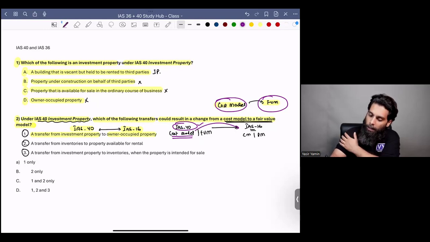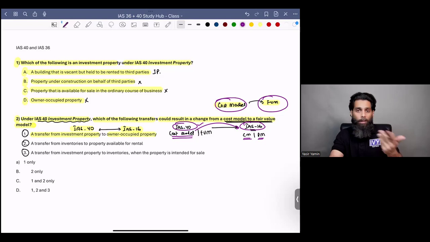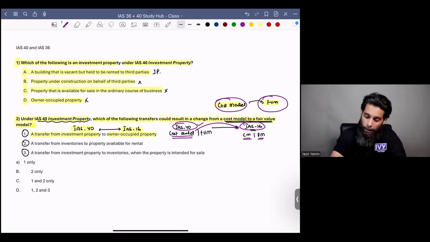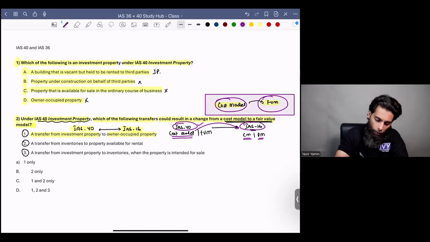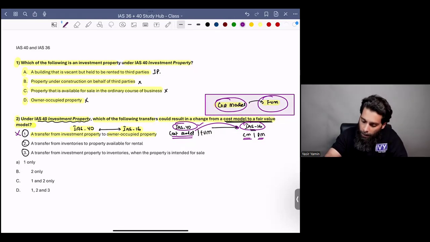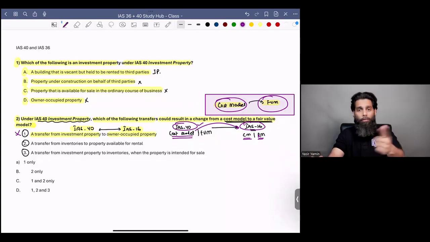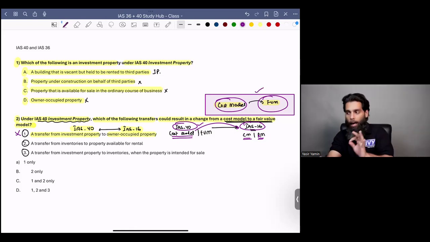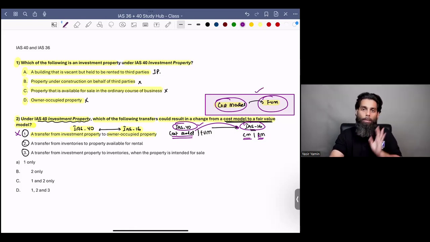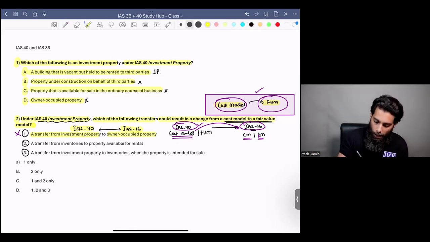But in this particular case, we are shifting to IAS 16, and under IAS 16, there is no such thing as fair value model. And if there is no such thing as fair value model, this particular scenario is not possible in case number one. You have revaluation model under IAS 16, but that revaluation model is not fair value model. So this outcome cannot be possible under circumstance number one. Let's talk about circumstance number 2.